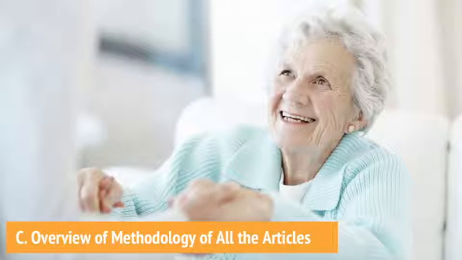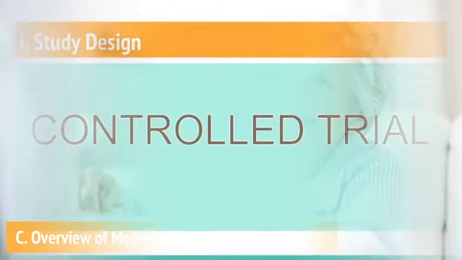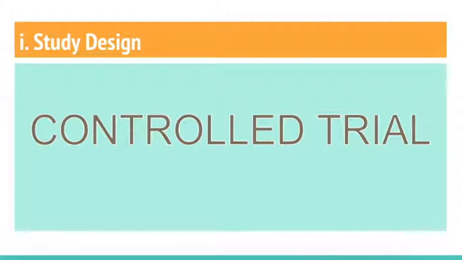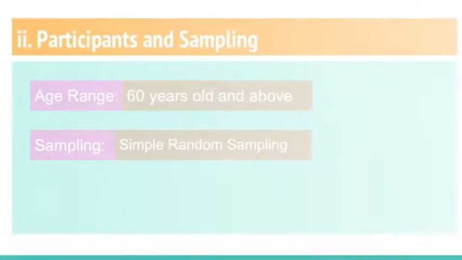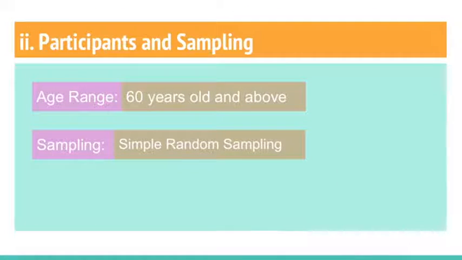For the study design, the majority, 3 out of 4, of the selected studies for this synthesis is designed as a controlled trial or a variation of it. For participants and sampling, it is found from the articles that the selected studies included participants aged 60 years old and above. And in getting the participants, it is reported that simple random sampling was the chosen method of selection for each study.